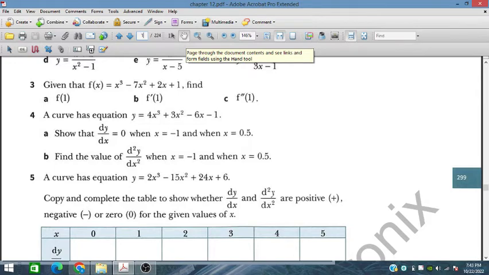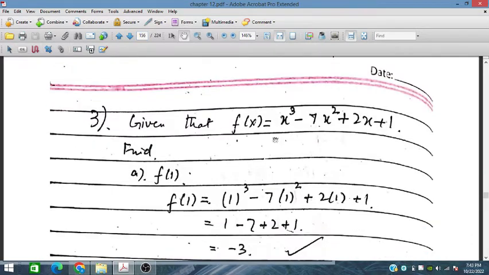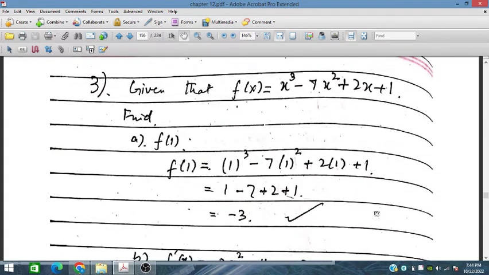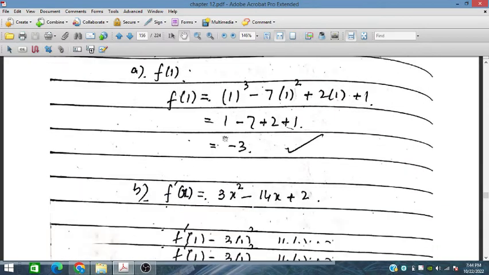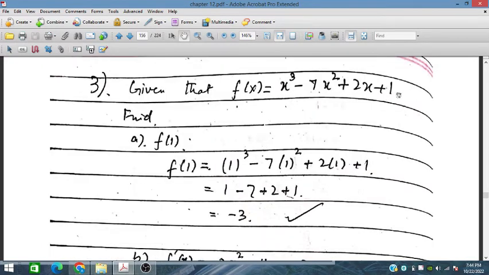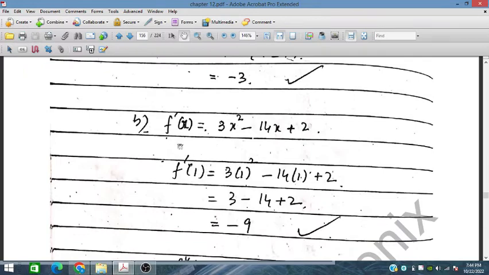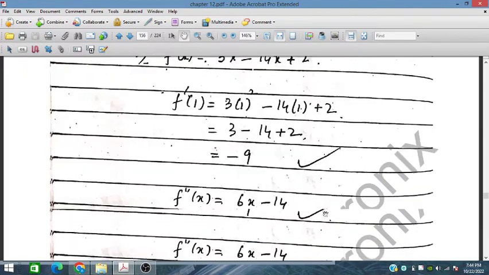Okay, let's move to problem number 3. We have this f(x) equal to this. Find f(1), so we'll place the value 1 here and then substitute, which gives minus 3. Now find f'(x). This is differentiated with respect to x, we get this one, and place the value 1 here and we get the value this.